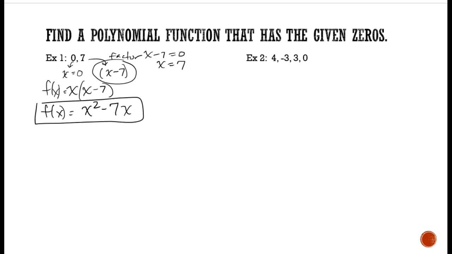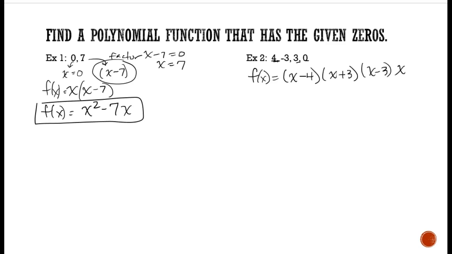Now, let's try number 2. Okay, we're going to use what we learned about factors on example 1 and do the same thing here. We're going to convert each of these to the factor that gave us that 0. So to get a positive 4, it came from a factor of x minus 4. To get a negative 3, it came from an x plus 3. To get a positive 3, it came from an x minus 3. And then to get a 0, I just had an x.